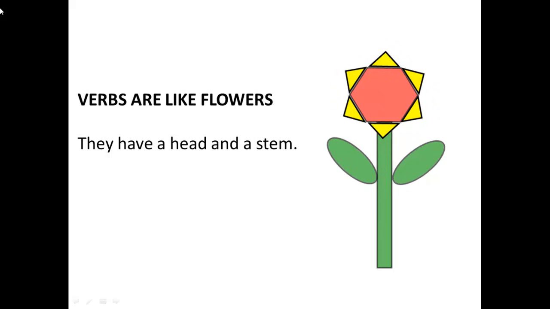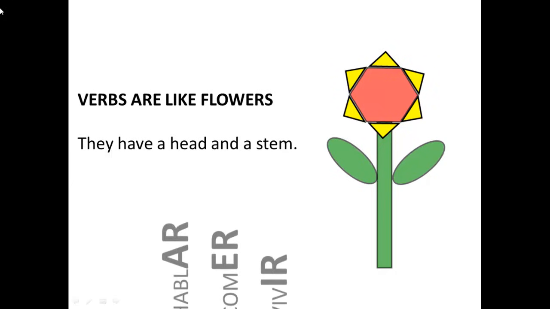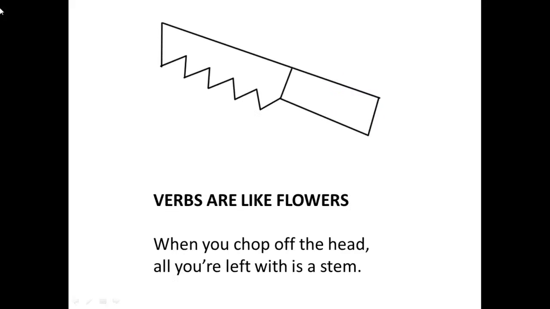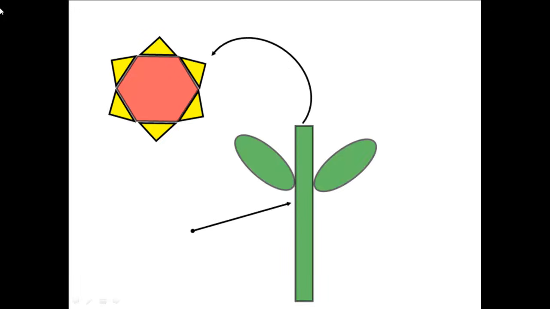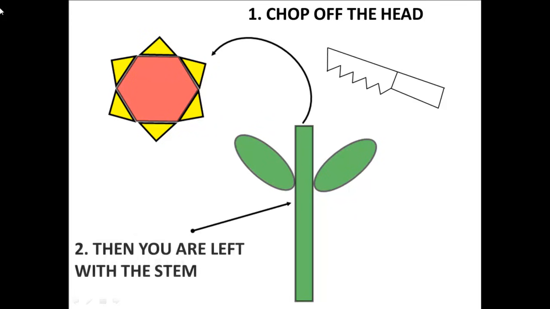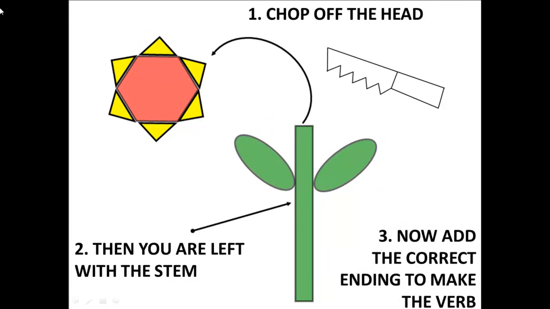Think of this useful analogy. Verbs are like flowers. They have a head and a stem. Here we see three common examples: hablar, comer, vivir. They have a head, which is the last two letters, and a stem, habl, com, viv. Verbs are like flowers because when you chop off the head, all you're left with is a stem. Here we see it. Chop off the head, chop, chop, chop, then you're left with the stem. Now you add the correct ending to the stem to make the verb.